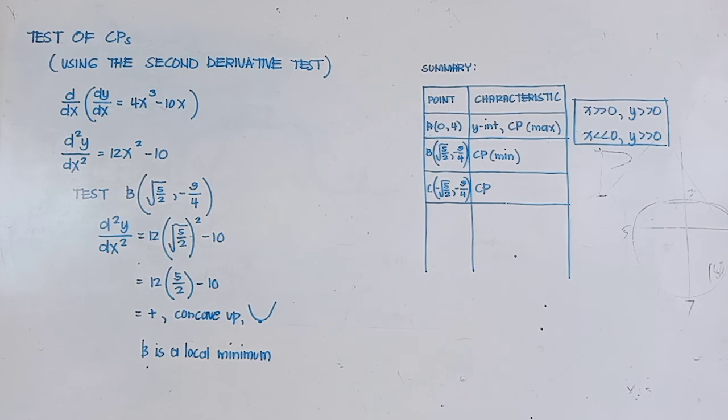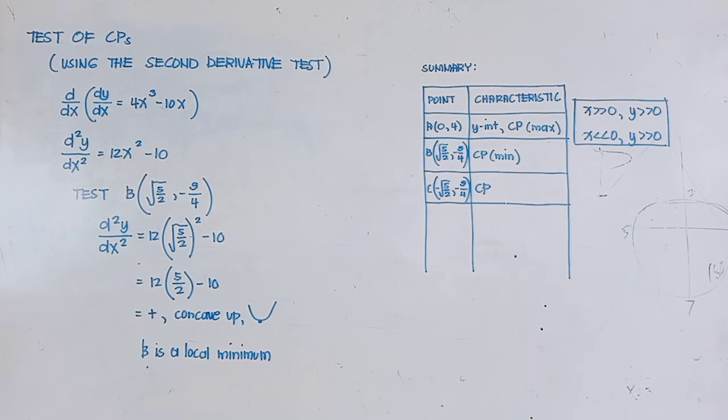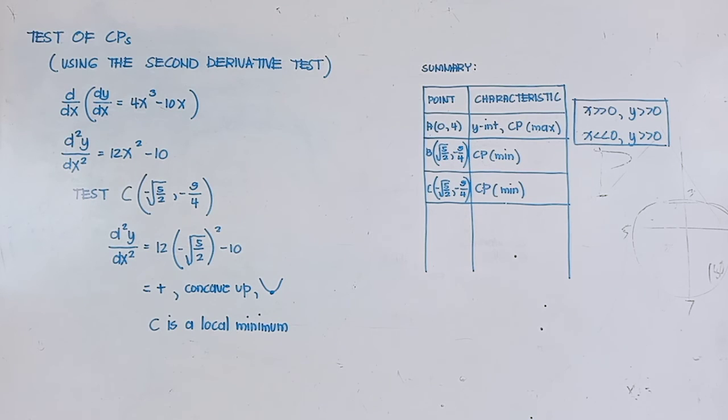Doing the same to point B, we will come up with a positive value of the second derivative. That means the graph of that function is concave upward. And that point right there at the bottom is the local minimum, which is point B. After which, testing the last critical point, we will come up with the complete characteristic of all the critical points, and we're ready to graph the function.